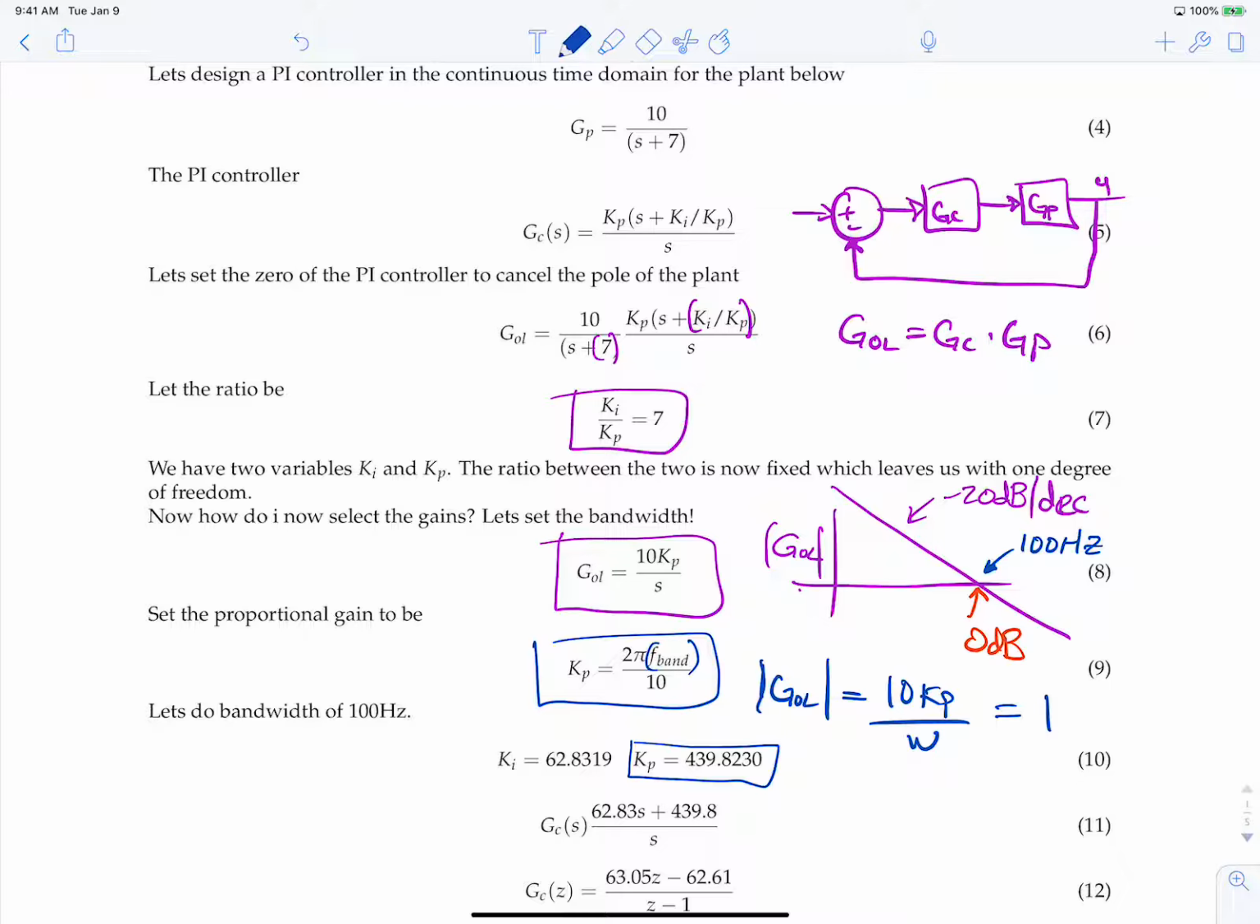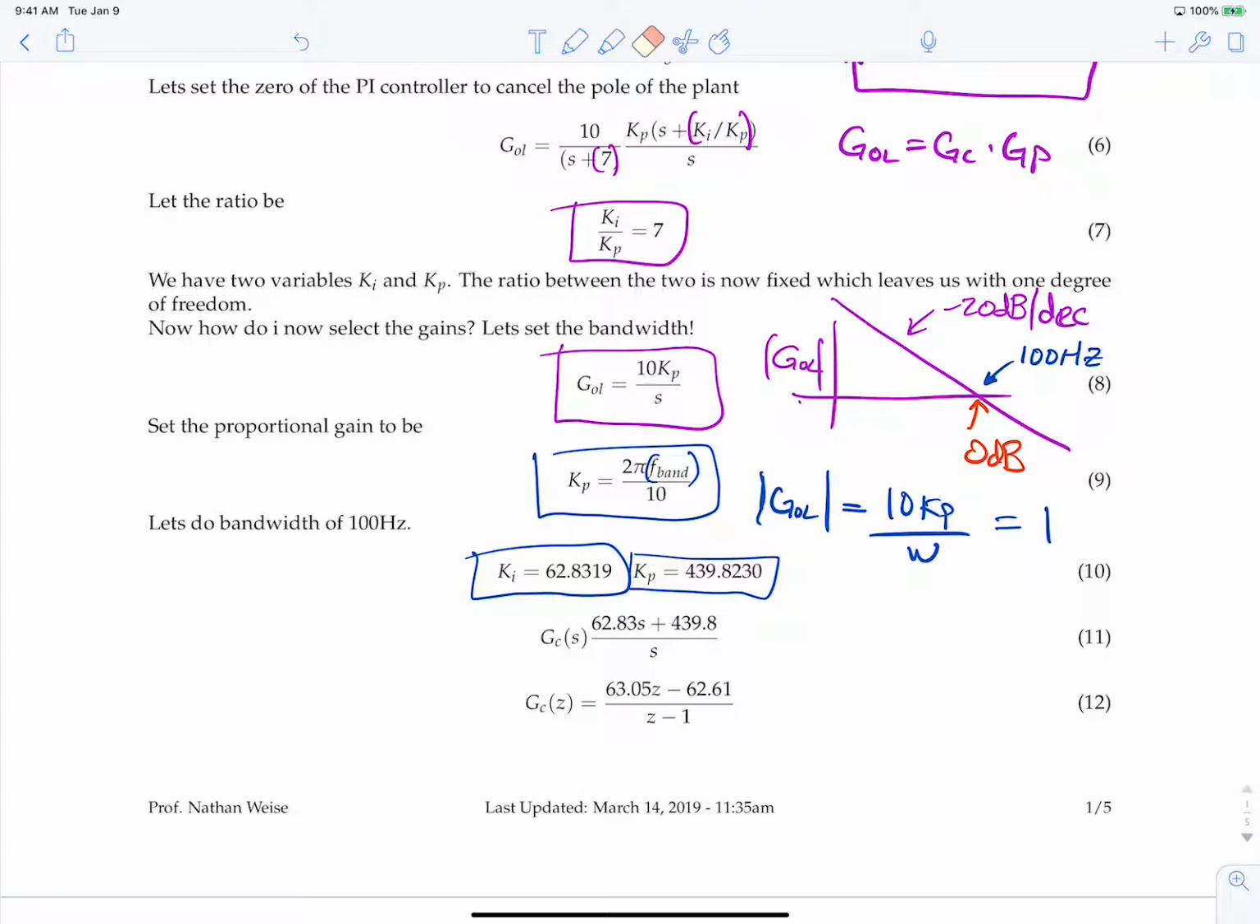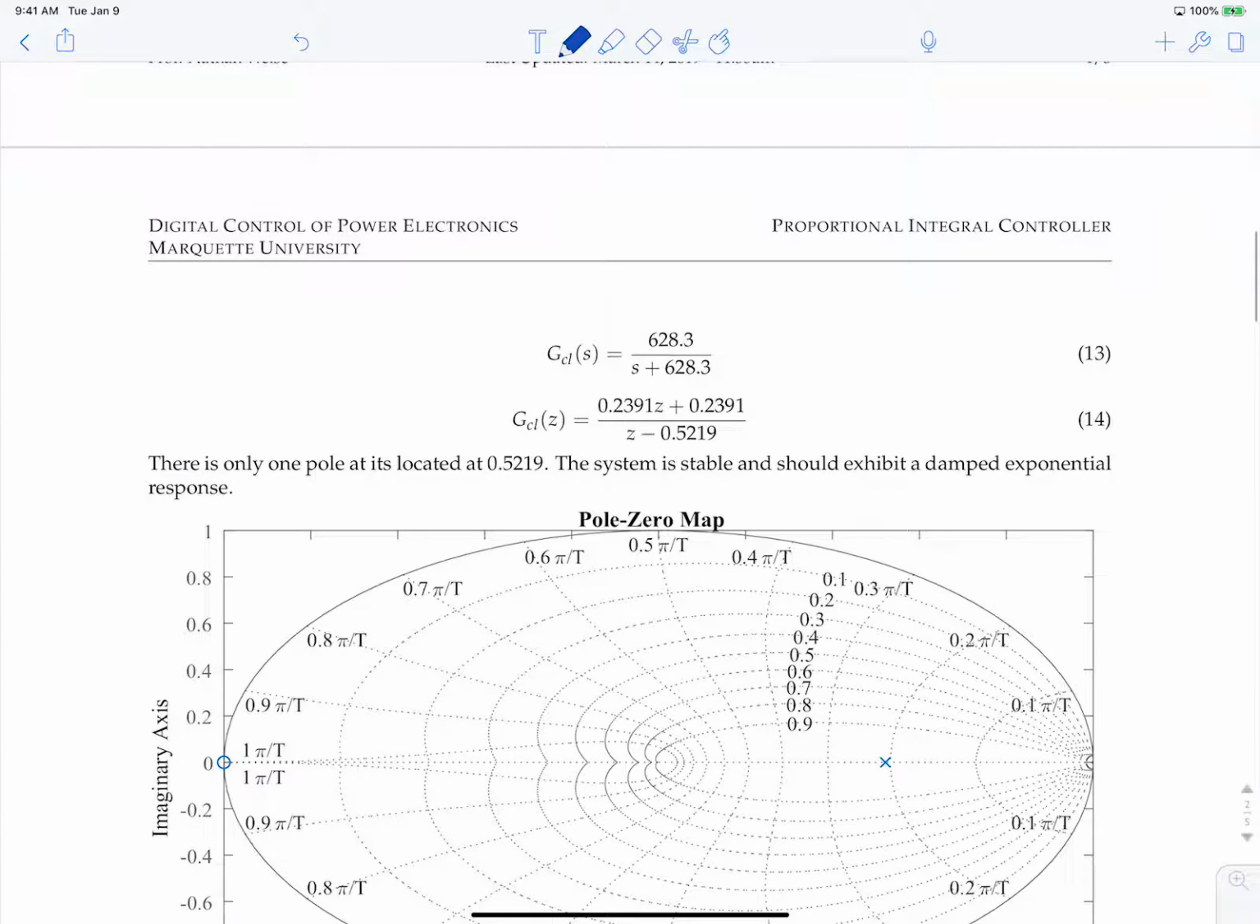Okay, and if I calculate and back calculate Ki, I get 62.83, and this now becomes my controller. I can feed it into the gains for the controller. All right, now what I'm going to do is convert this controller from the Laplace domain to the Z domain with the Tustin approximation. And I'll land at equation 12, and that's the controller I'm going to have here.